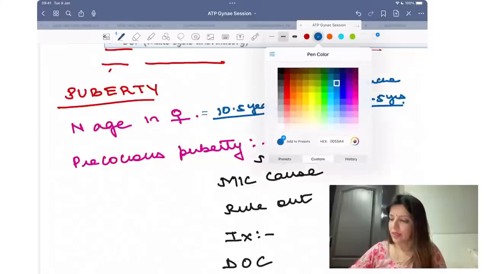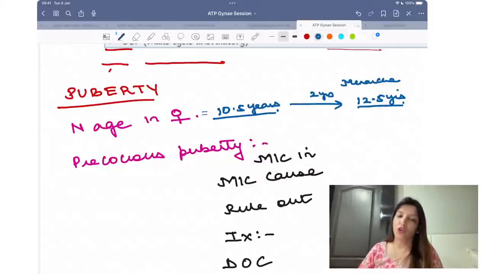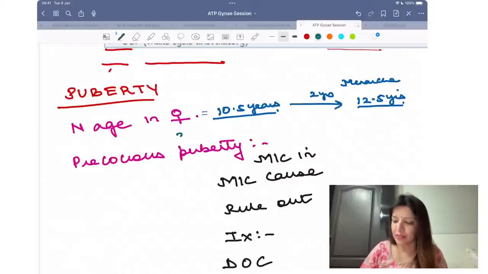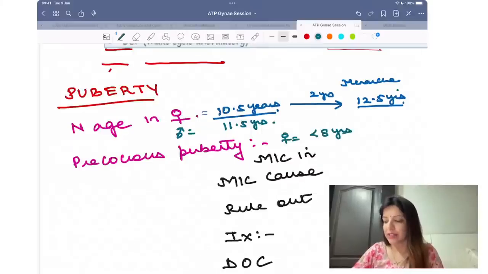Okay. Now, coming to precocious puberty. When do you say, acha, what is the normal age of puberty in males? 11.5 years. ठीक? Now, what is precocious puberty? Precocious puberty is when in females puberty happens at less than 8 years. That is precocious puberty.